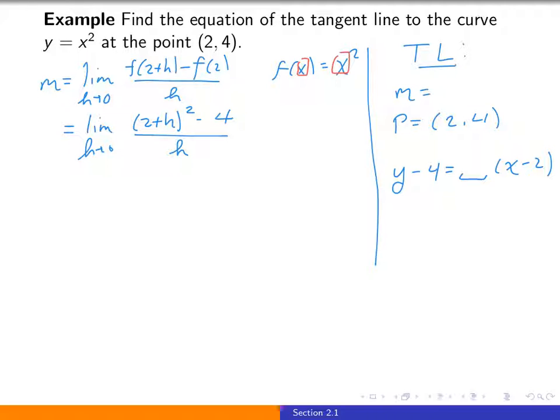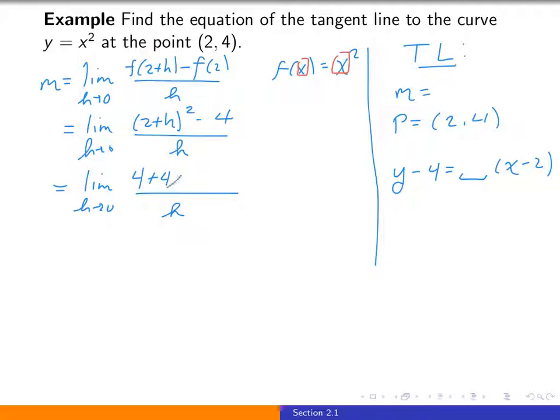And now this is written out in terms of a familiar problem that we ran across in Chapter 1. So the idea is to algebraically expand everything so that we can evaluate the limit. And note at this point we cannot simply plug in h equals 0 because that would make the denominator 0, which is undefined. So algebraically expanding (2 plus h) quantity squared.